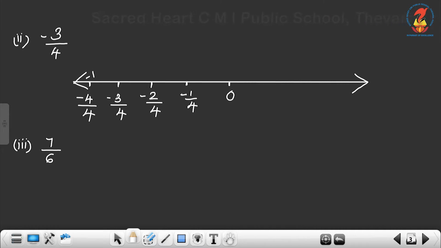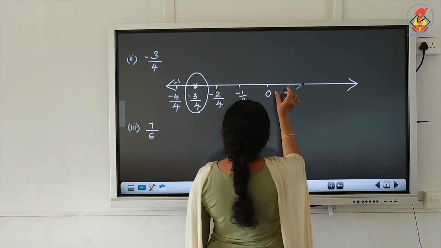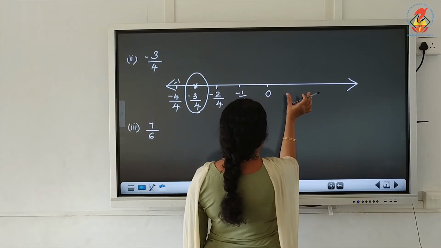So the distance between 0 and negative 1 is divided into 4 equal parts, and the first part is negative 1 by 4, second part negative 2 by 4, third part negative 3 by 4, and the fourth part is negative 4 by 4. And here the rational number is negative 3 by 4. So we can put negative 3 by 4.